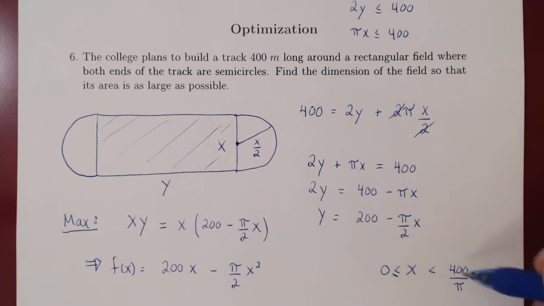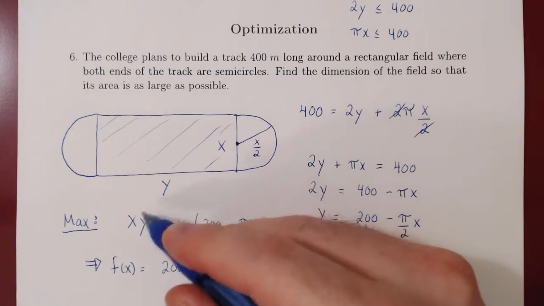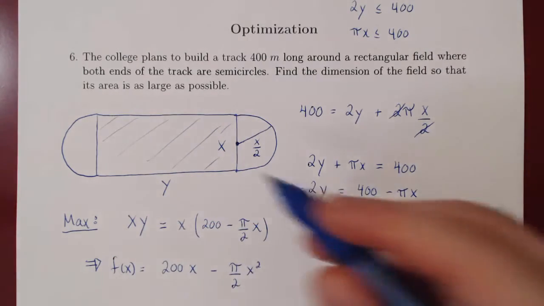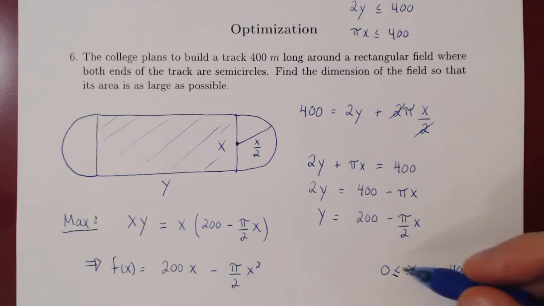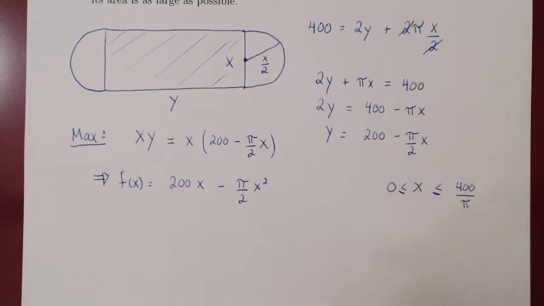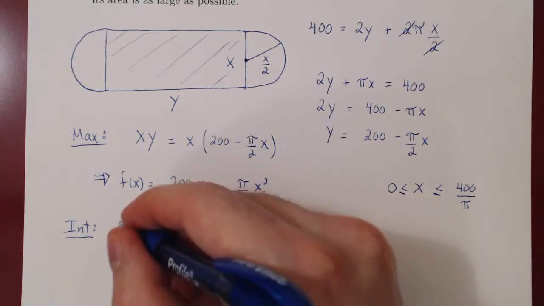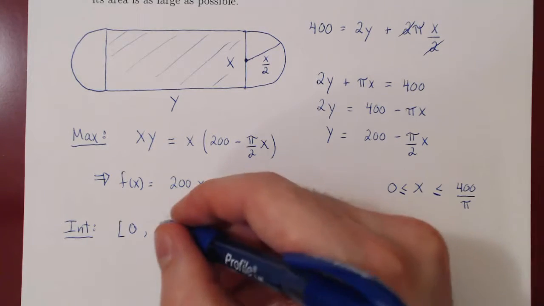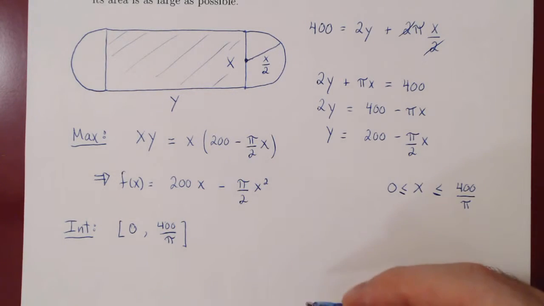If x equals this, then pi x is 400. Therefore, y is 0. The field has no length. And the area is once again 0, clearly not giving us a maximum value for the area. So there is no harm in throwing 0 and 400 over pi as the endpoints of our interval. And this will make our life nicer. So x can range over values from 0 up to 400 over pi. And now we're good to go.